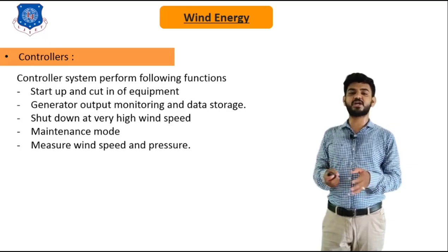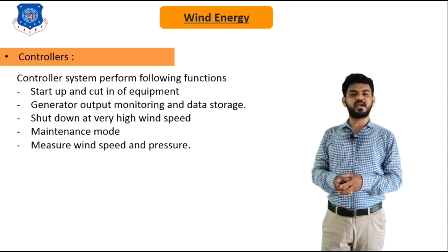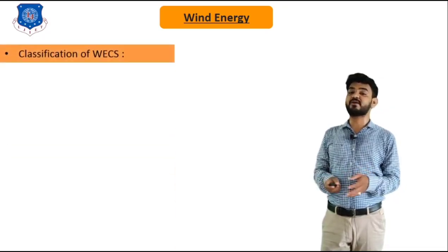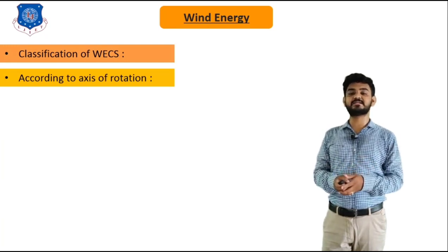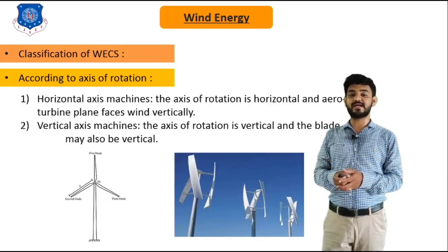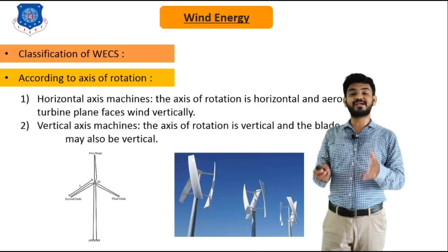Now this concludes all the components of wind energy conversion system. Now let's move to the next section, and that is classification of wind energy conversion system. We can classify wind energy conversion system in many ways. So here is the first criteria, and that is axis of rotation. We can classify any wind energy conversion system into two categories. First is horizontal axis machine and second is vertical axis machine.